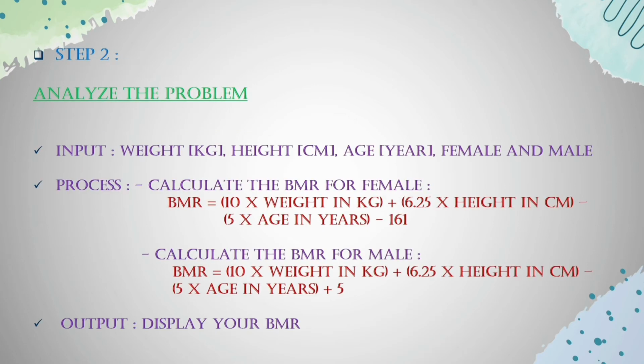For step 2, analyze the problem. Input is weight in kg, height in cm, age in years, and female or male. For the process, calculate the BMR for female: BMR equals 10 times weight in kg plus 6.25 times height in cm minus 5 times age in years minus 161. And then calculate the BMR for male: BMR equals 10 times weight in kg plus 6.25 times height in cm minus 5 times age in years plus 5. And then output is display your BMR.